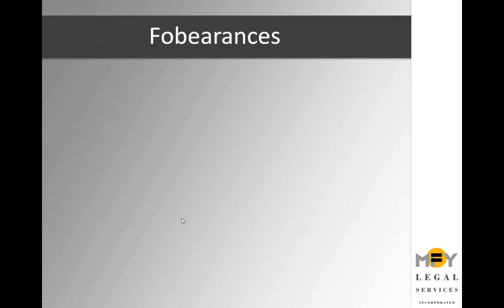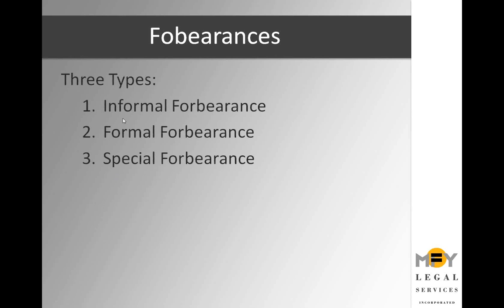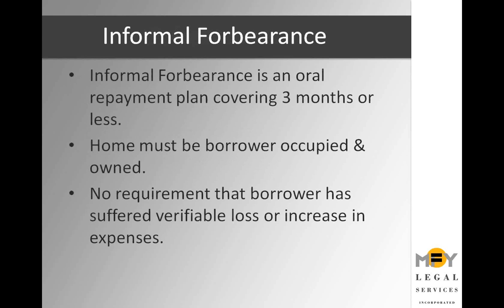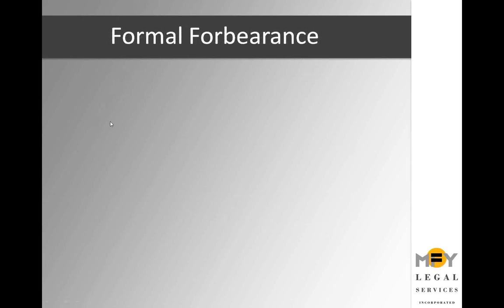But first, let's start with forbearances. I'm going to go through this quickly since I think most of us don't want to get our clients just forbearances. We want to get modifications and address long-term affordability. But as I said, there's three types: an informal forbearance, a formal forbearance, and then special forbearance. Informal forbearance is oral. It's a repayment plan covering 3 months. The house has to be occupied by the borrower and owned by the borrower. And there's no hardship verification, so the borrower doesn't have to prove that they've lost income or had increased expenses. They just have to be able to cover their arrears within 3 months or less.